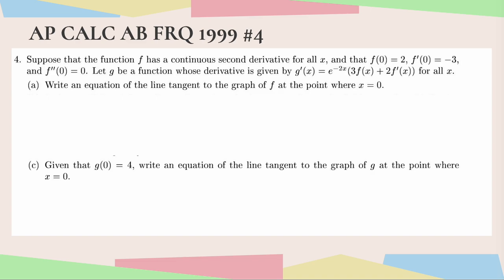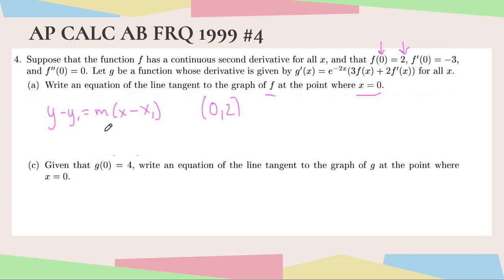Part A, write an equation of the line tangent to the graph of f at the point where x equals 0. Okay, so again, tangent line equation, I'm just going to use y minus y1 equals m times x minus x1. Great. So we know that our x value is 0, and so we're going to be using this piece of information here. When our input value is 0, our output value is 2. So I know my point is 0, 2.